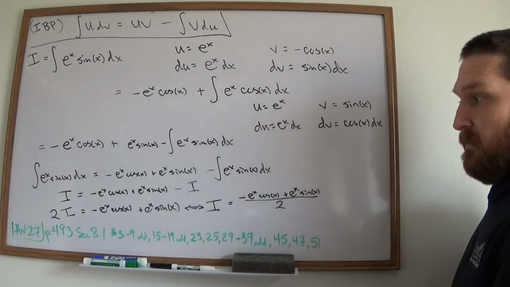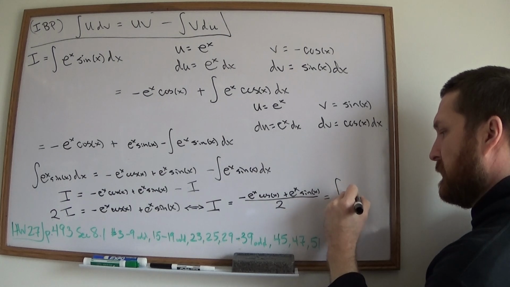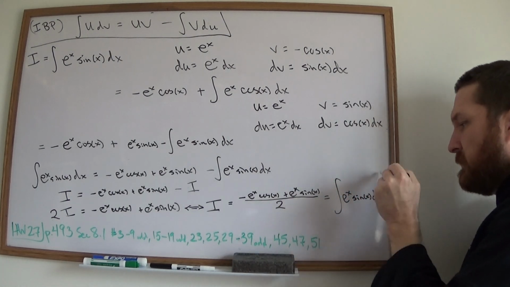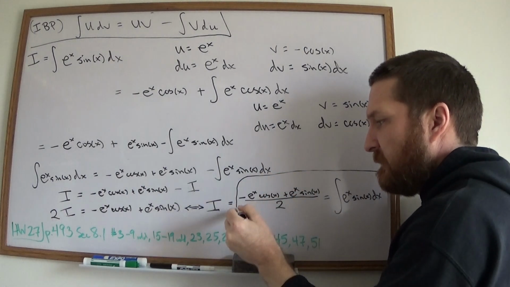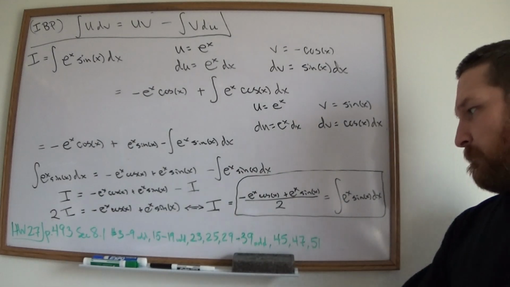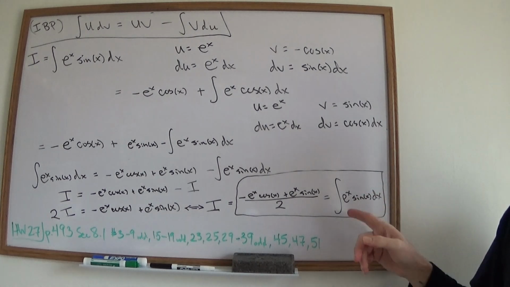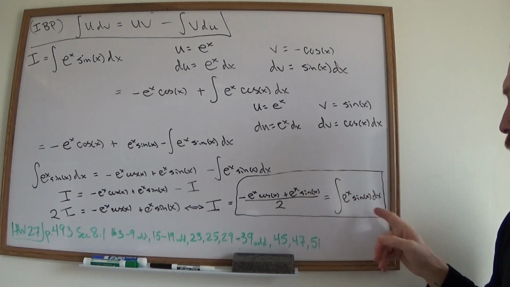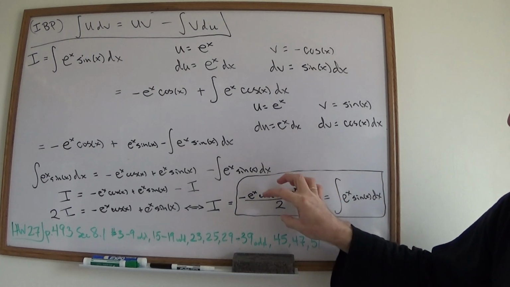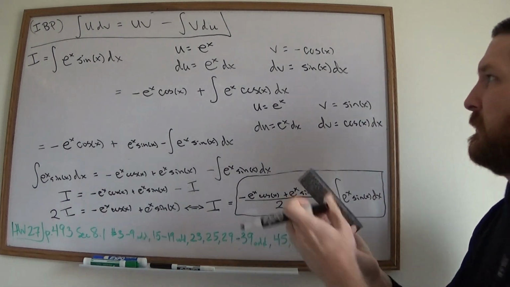So we got it, don't we? In fact, this thing right here should be the value that we want. So let's check it. That's plus a constant, right? So if that's true, then I should be able to take the derivative of this and I should get e to the x sine x. So let's do it.